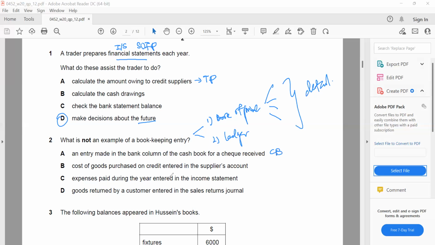Expenses paid during the year entered in the income statement. Income statement is considered a financial statement. Goods returned by a customer entered in the sales journal is under the book of prime entry. So the answer should be C. The income statement is prepared after the trial balance; from the trial balance, we transfer to the financial statements. This is done by the accountant, not the bookkeeper. So the answer should be C.